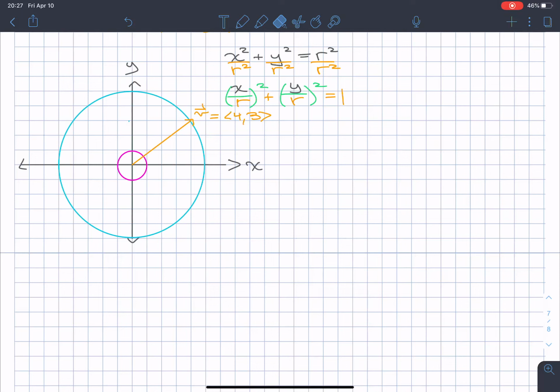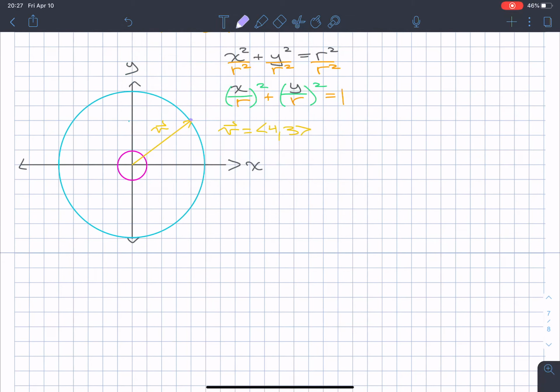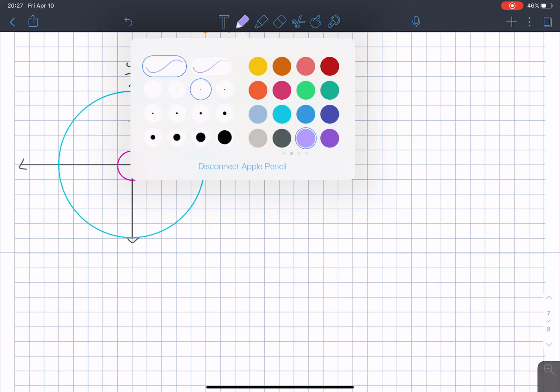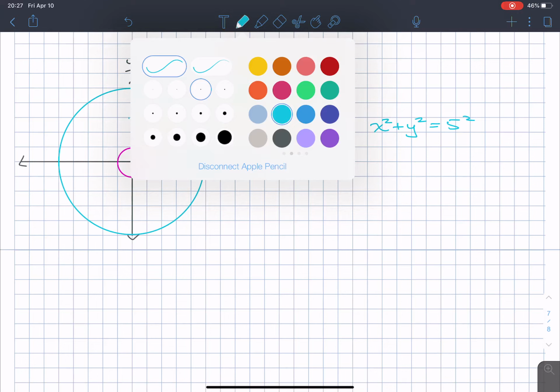Let's change the color of v. Let's make it yellow. Here's vector v, and of course, vector v is written as 4, 3. Okay, so the coordinate at the terminal point of v, well, what do I have? I have that x squared plus y squared is equal to 5 squared. That's the blue guy.